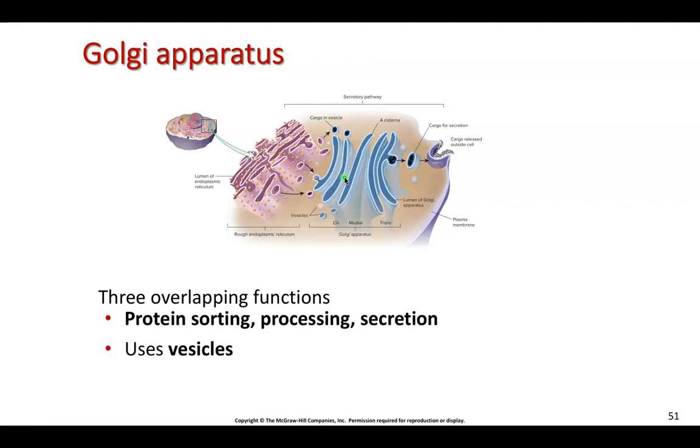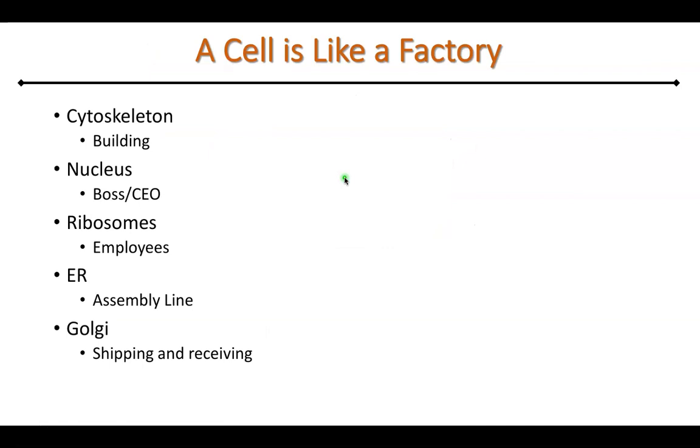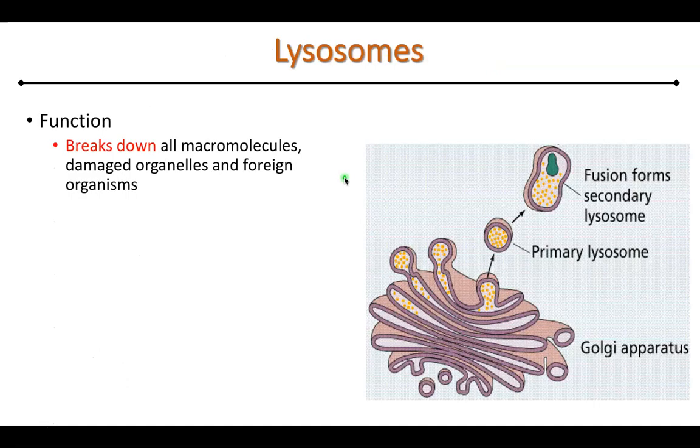This is what the Golgi does. It helps by sorting and processing and then secreting it eventually. So the Golgi is like shipping and receiving. It's going to receive what's on the assembly line, and then it's going to add a label and a tag to it and send it to where it needs to go.